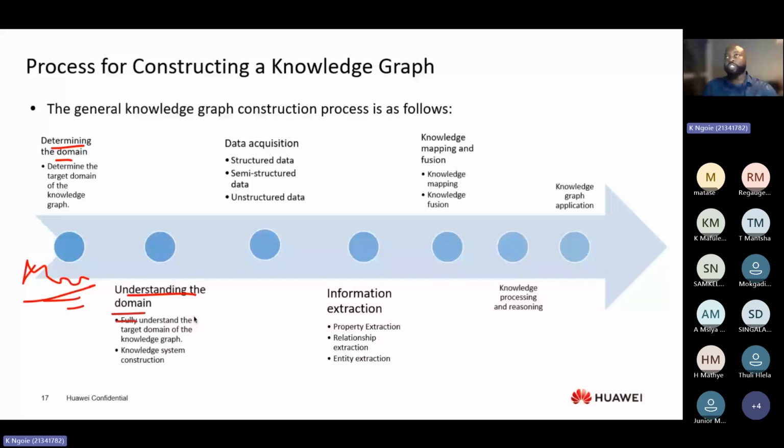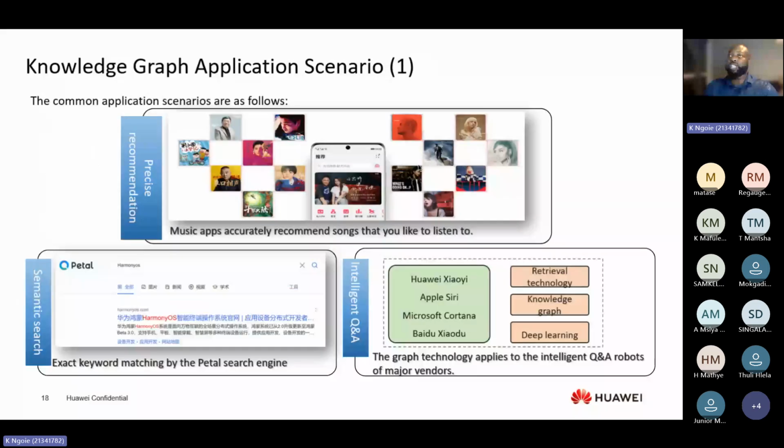So we have a full understanding of the knowledge graph itself, and then we have to collect the data, the data about whatever we're trying to search. Then it extracts all the information from those data. From there, we create a map of everything we've collected previously, and then we can use it in whatever application we are using, based on the relationship between those attributes. An application scenario of knowledge graph is, for example, your music application that can recommend certain songs that you like.